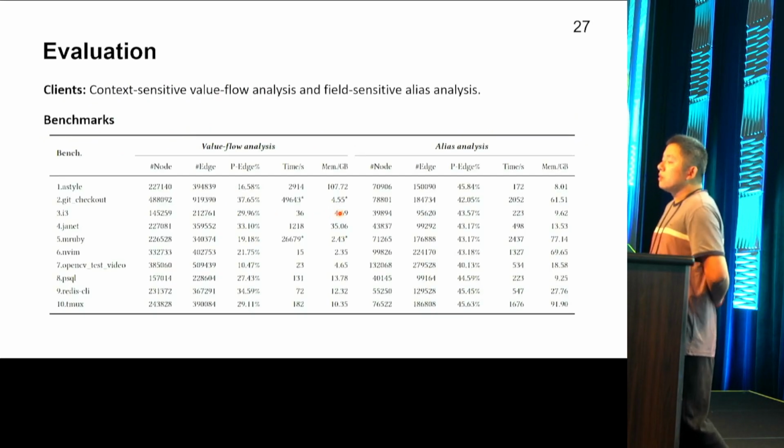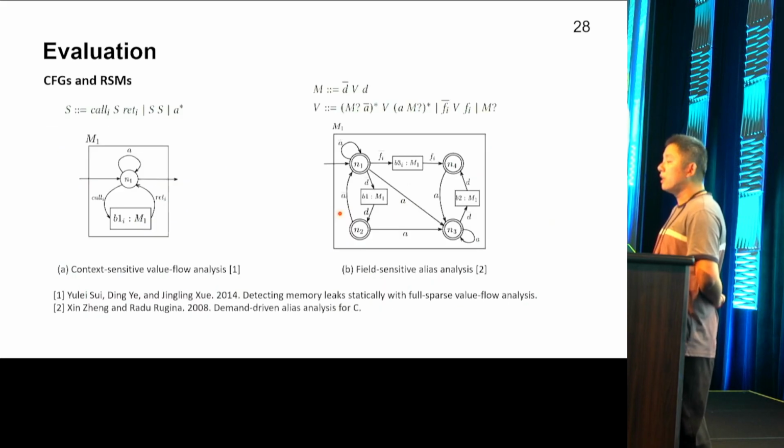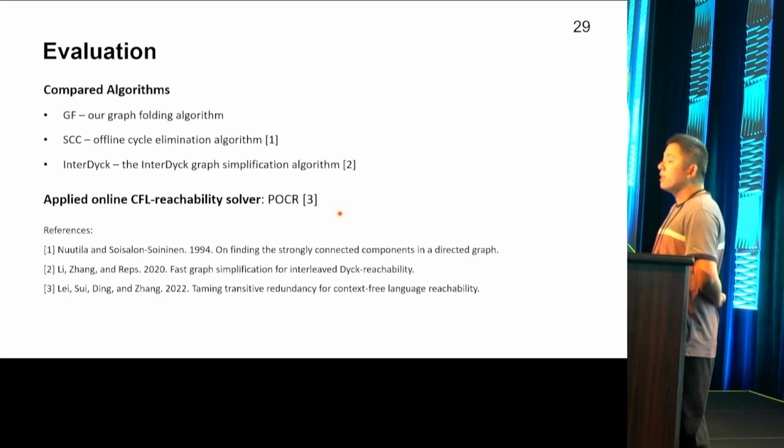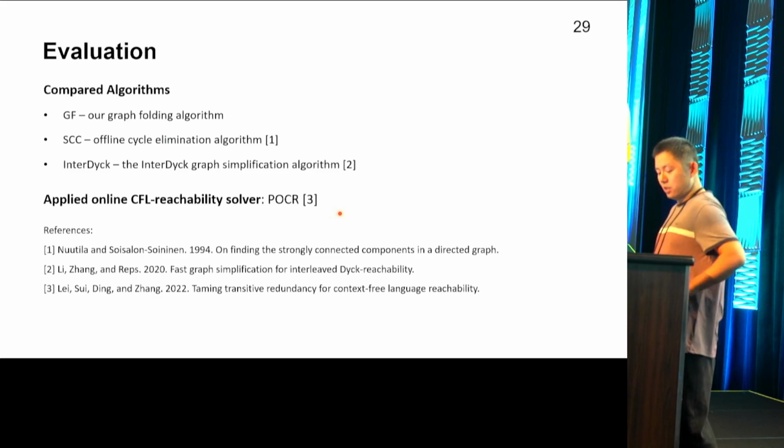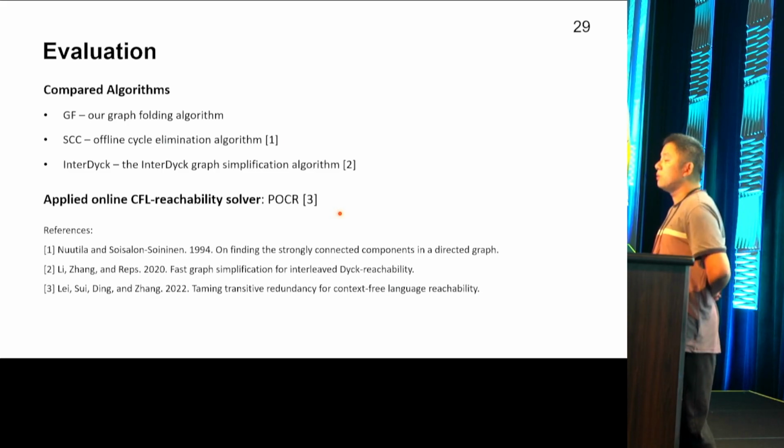We have implemented this algorithm and have tested it on two client analyses. One is value flow analysis, the other is alias analysis. This slide shows the state machine as well as the grammar for the two client analyses. We have compared our algorithms against two other algorithms. SCC is based on offline cycle elimination, and InnerDiag is a technique to remove unnecessary parenthesis labeled edges. Because our technique is a pre-processing technique, we utilize the state-of-the-art CFL-reachability solver, POCR.